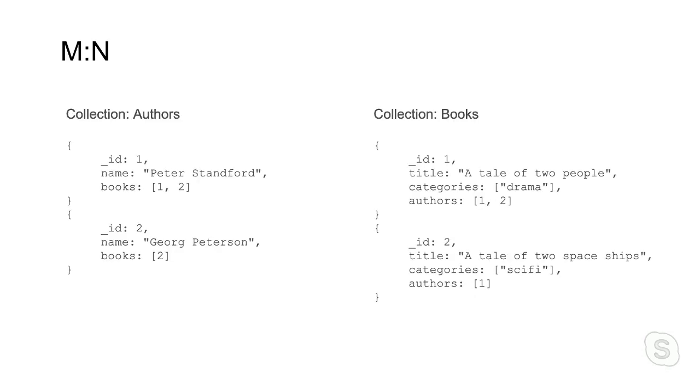And the M2N is similar, but you've got the IDs on both sides. So the author has IDs of the books he wrote, and the books have IDs of the authors by whom they have been written.